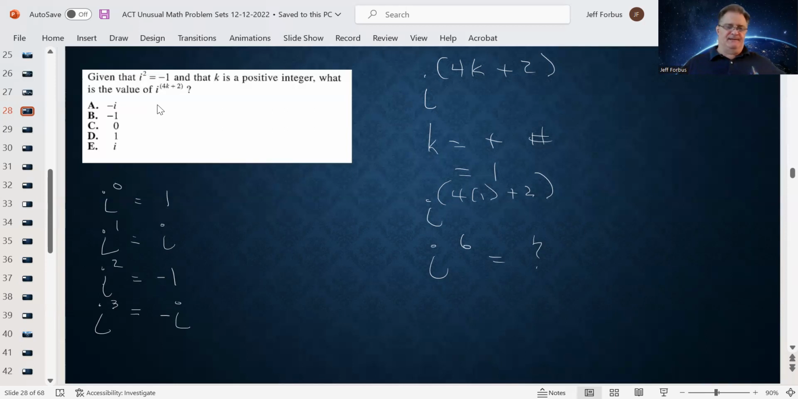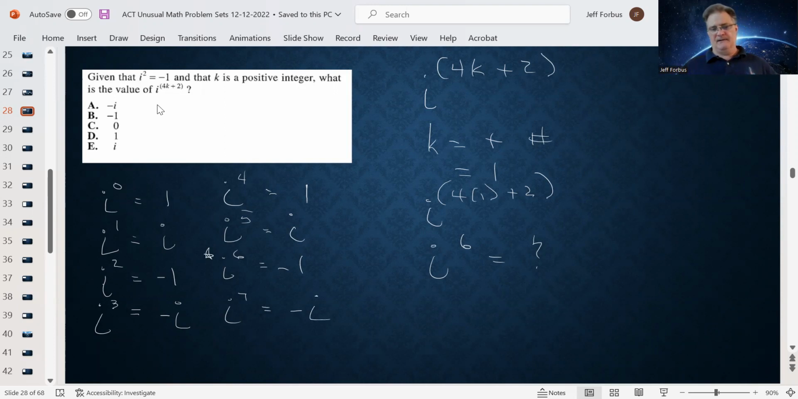Now we need I to the 6th. So let's continue. I to the 4th, I to the 5th, I to the 6th, I to the 7th. Well, the cool thing about this, if you know the first 4, then you know the next 4. This is 1, this is I, this is -1, and this is -I. Now, we need I to the 6th. So I to the 6th is -1. Answer choice B as in boy.